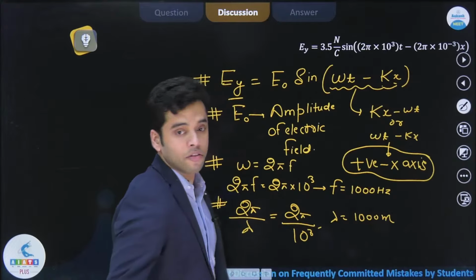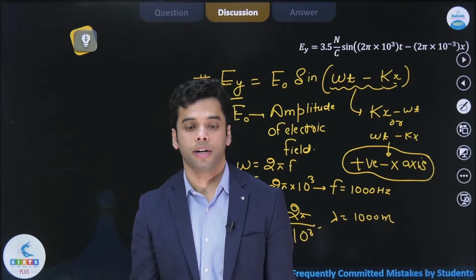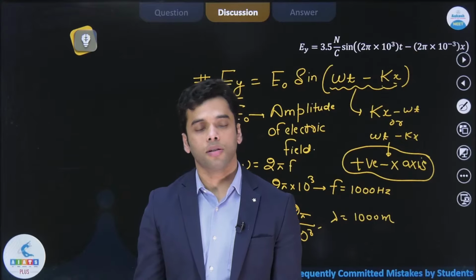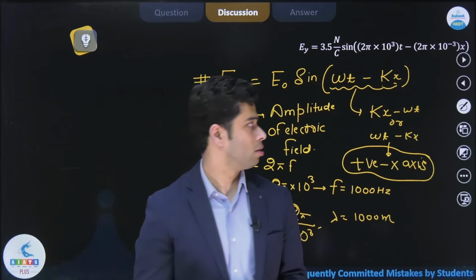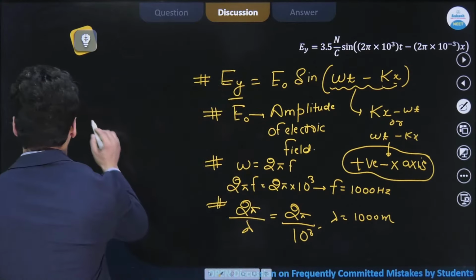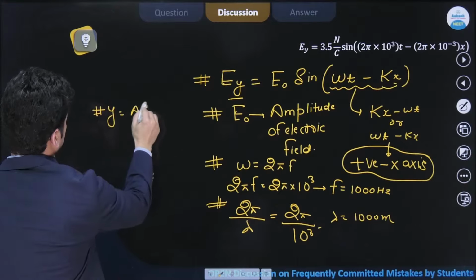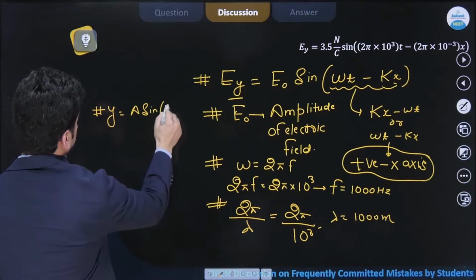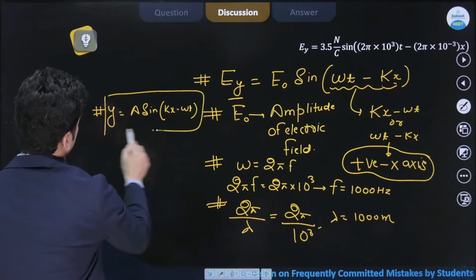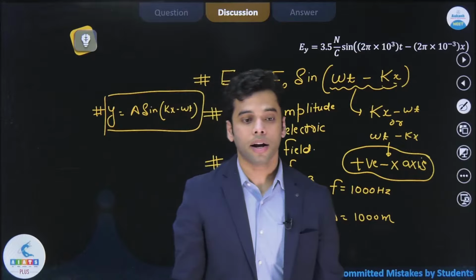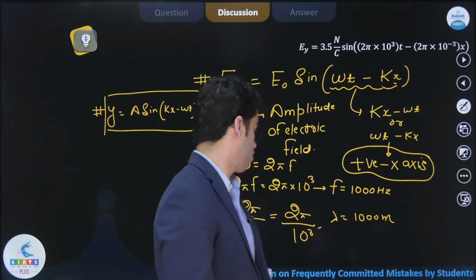So this is an EM wave. It is similar to the SHM equation, right sir? Not the SHM equation, it is similar to the progressive wave equation. If you want to write the equation of a wave, it will be something like y equal to a sine of kx minus omega t. So yes, it is similar to the equation of a progressive wave.